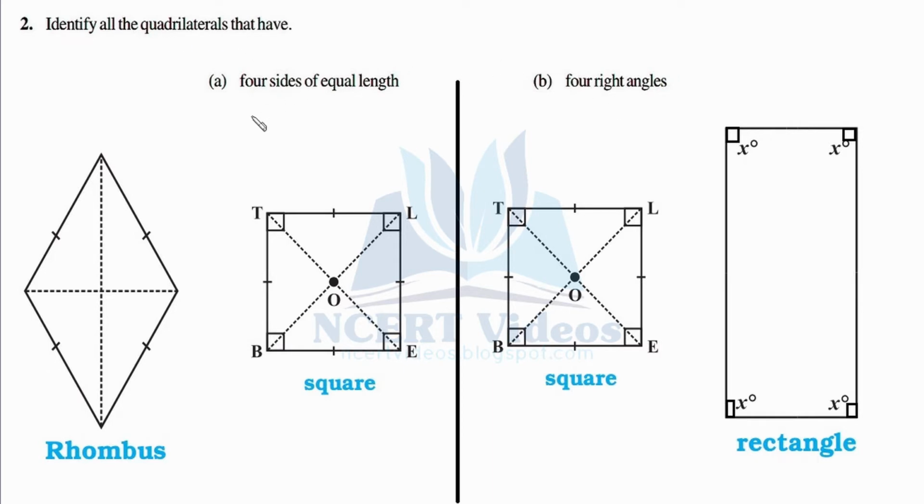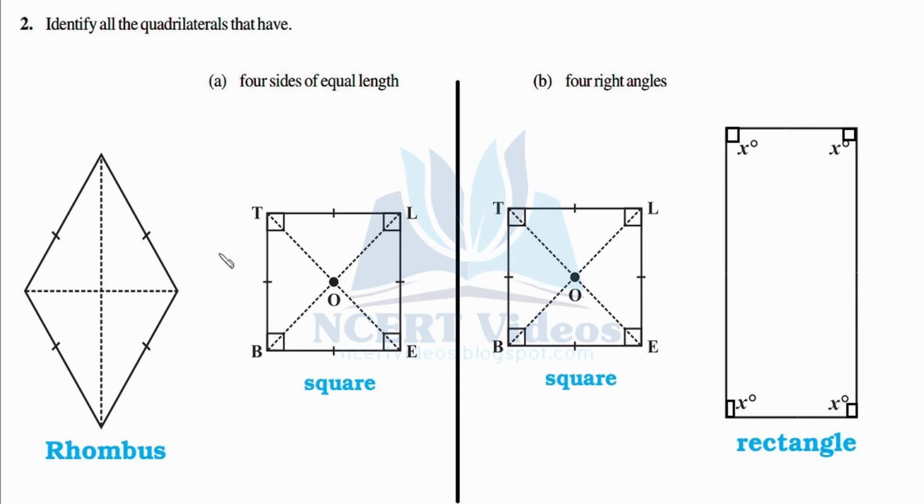Let's dive into the A part: 4 sides of equal length. We have studied that two quadrilaterals have 4 sides of equal length, namely rhombus and square. If we consider a rhombus, all consecutive line segments are equal to each other, whereas in the case of kites, only consecutive line segments are equal. That thing only differentiates a rhombus from a kite.